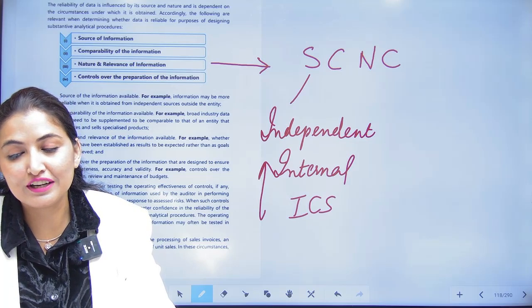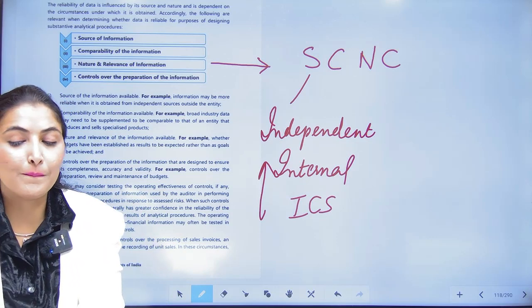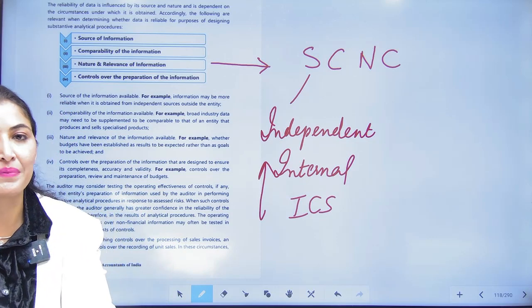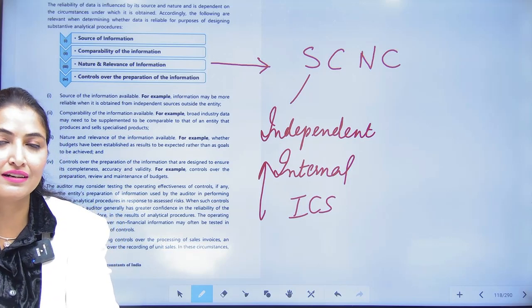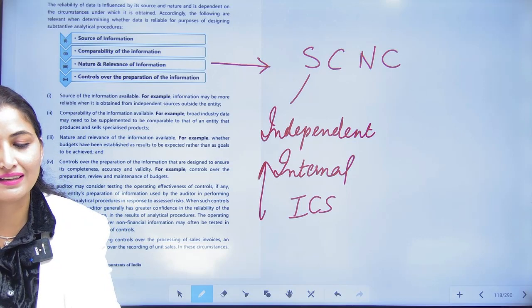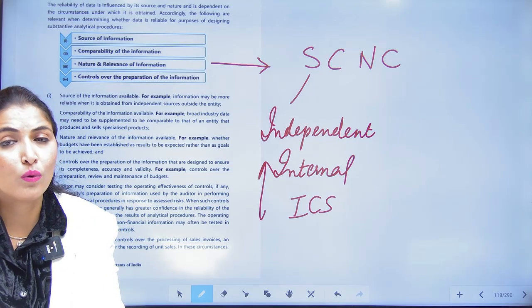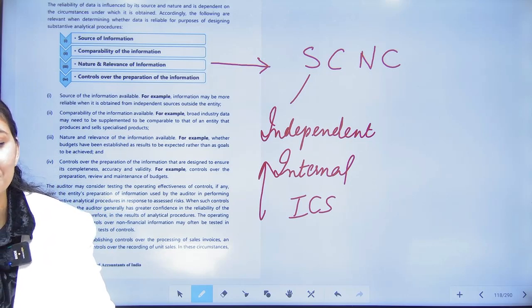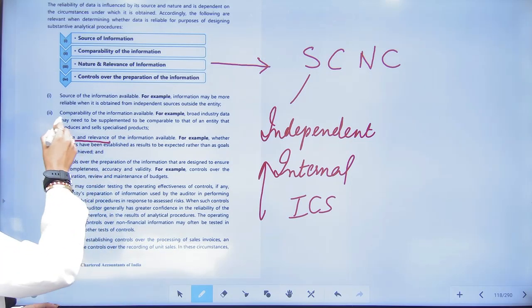Like reliability of information is dependent on the fact that is it really comparable? Are two informations comparable? You cannot compare kilogram with liters, right? Those are two different units. So it is said that the information should be comparable to each other. What is N here? The nature and the relevance of the information. When you see N, it is nature and relevance of the information.